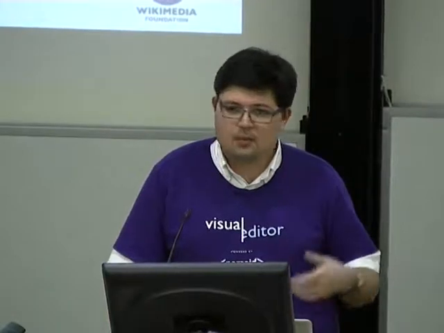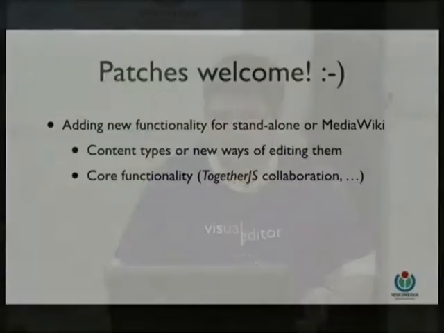So you can add new functionality if you're interested in Visual Editor or using something like Visual Editor. That can be for standalone or for MediaWiki itself. Content types, new ways of editing them. So something like, I want to be able to edit an image map. We don't currently provide a way to do that at all. Or you may think that the way that we allow people to edit templates is overly complex and you could build a much simpler one, which is awesome. There's also loads of core functionality that's lying around if someone would be interested in working on it.